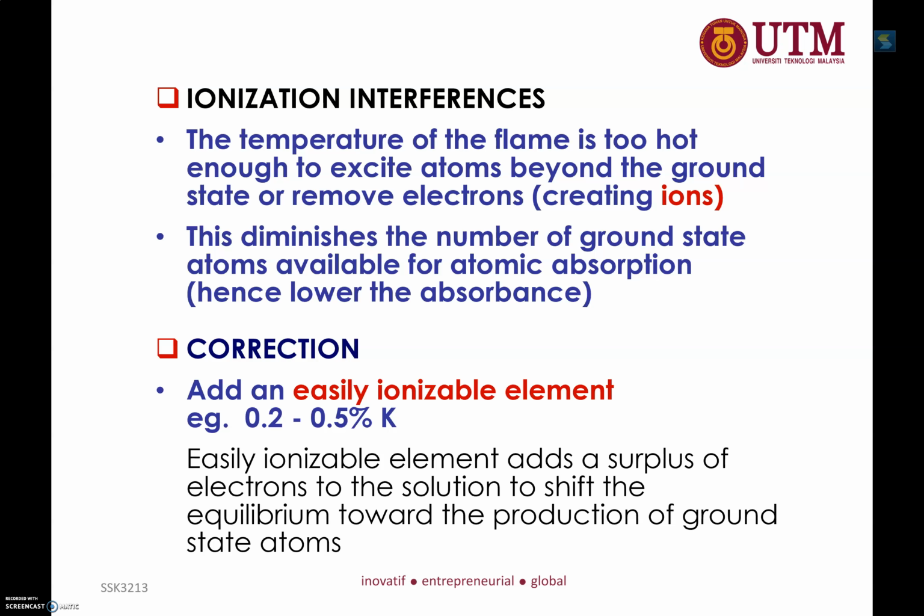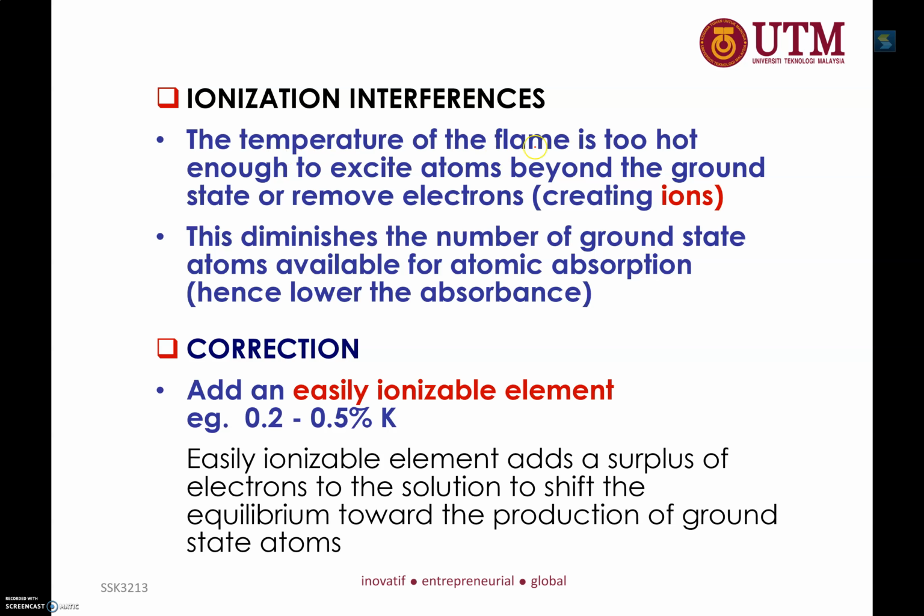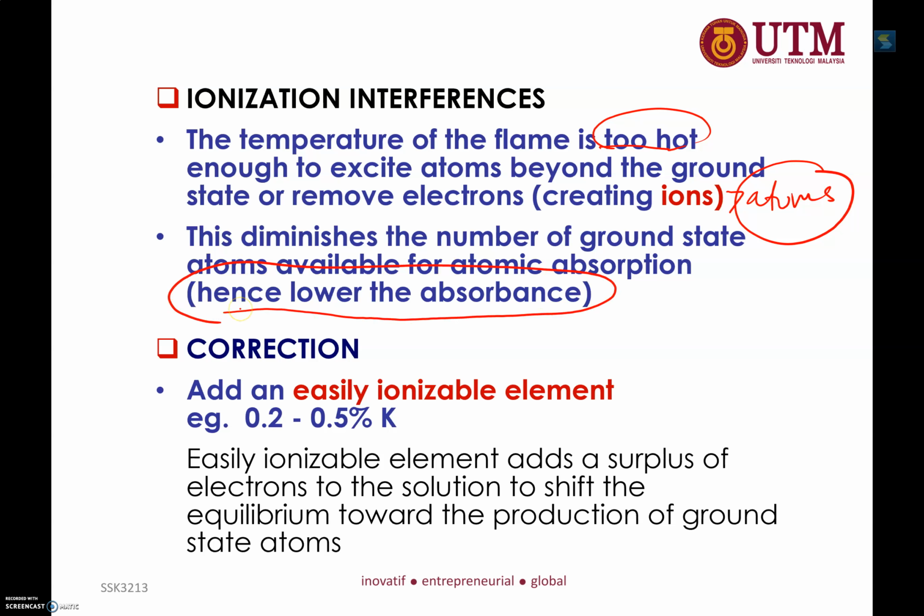And then we have ionization interference. It is related to this: the temperature of the flame is too hot and will create ions, meaning you have more ions than atoms, whereas you want more atoms. You want atoms to absorb and then be detected by the detector. For ions, how can they go towards a higher energy level when they are already in the higher energy level? This will lower the absorbance.